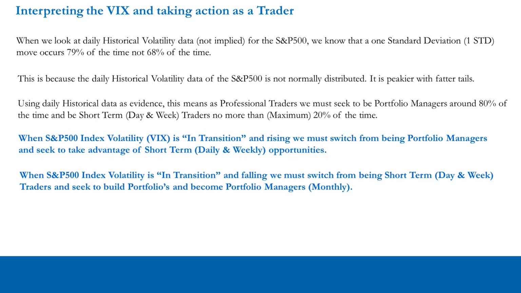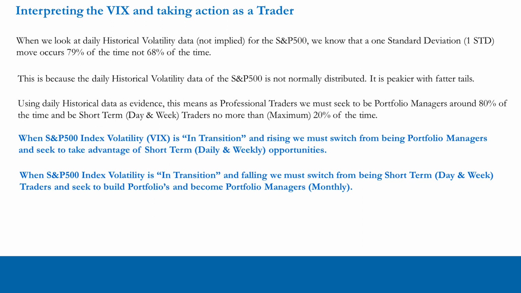Now, when we did our distribution of returns analysis, when we looked at the daily historical data, so not the implied data, the distribution of returns method for the S&P 500, we know that a 1 standard deviation move occurs 79% of the time and not 68% of the time. That's because it's not normally distributed. Historical stock market data is not normally distributed.